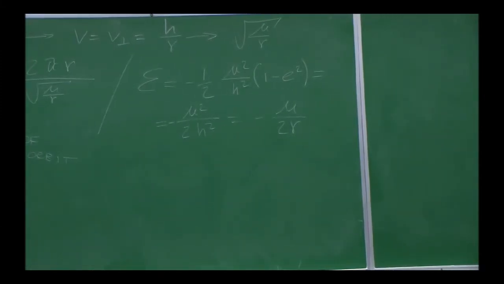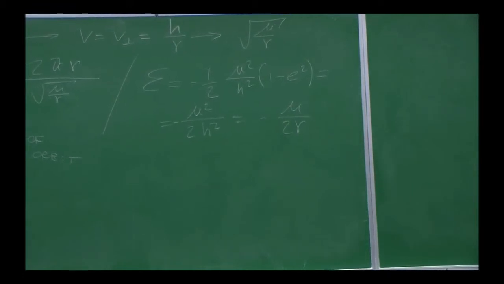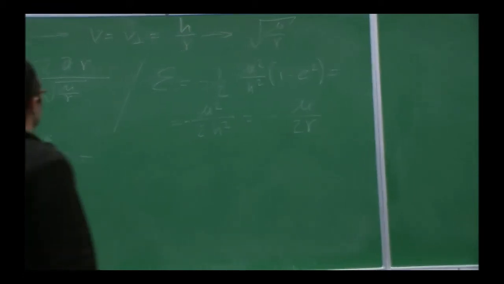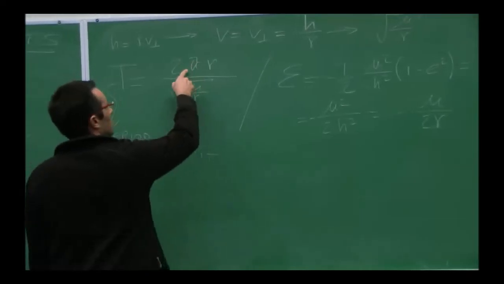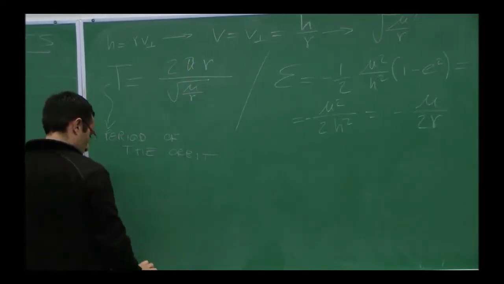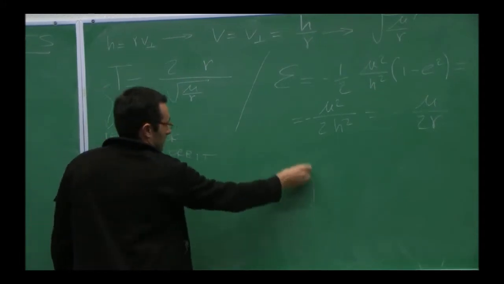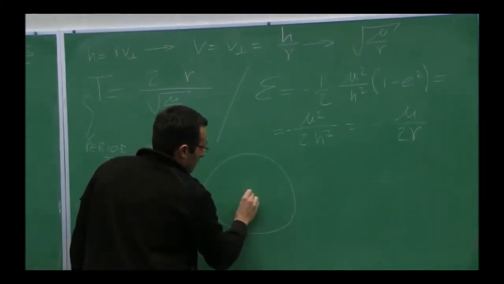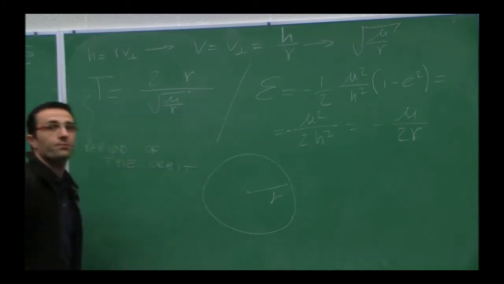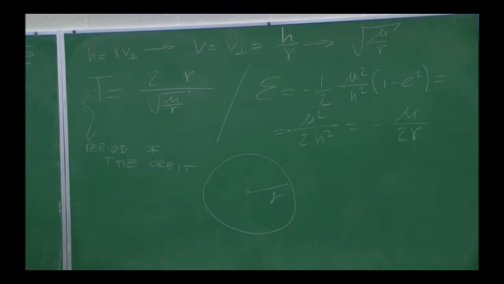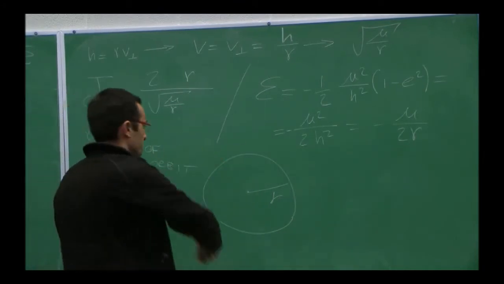Yes? What is that thing after 2 in the equation? You don't know what this is? What is the length of a circle of radius r? How do you measure the length of a circle of radius r?